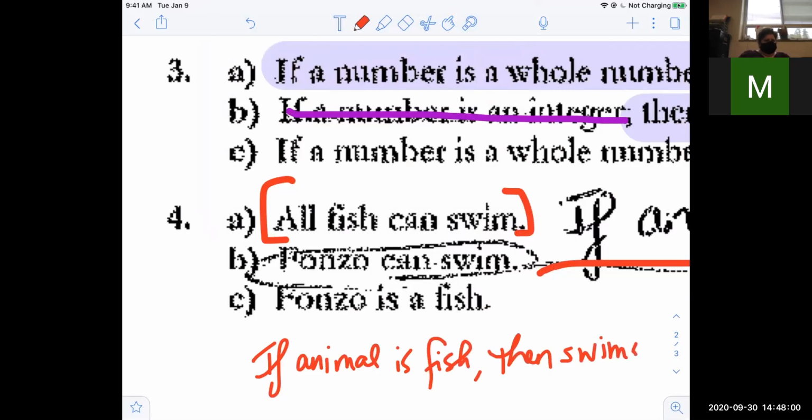Okay, Fonzo swimming is referring to the conclusion. Therefore, you're not able to say that Fonzo's a fish. Like, Fonzo could be what? Fonzo could be a dog. Dogs swim. What else swims? Dolphins swim. I swim. People swim. So all fish can swim is kind of irrelevant to the fact that Fonzo swims, because we don't know anything about him.